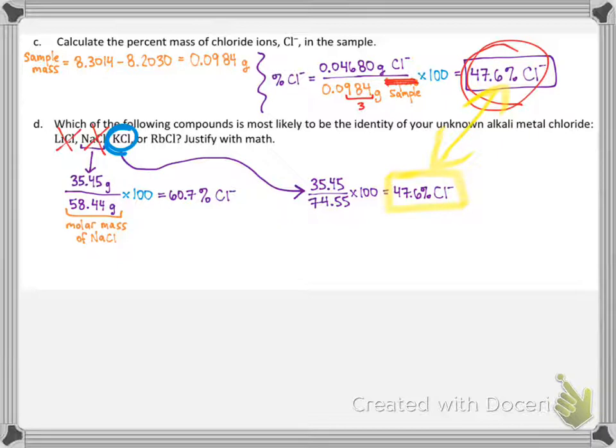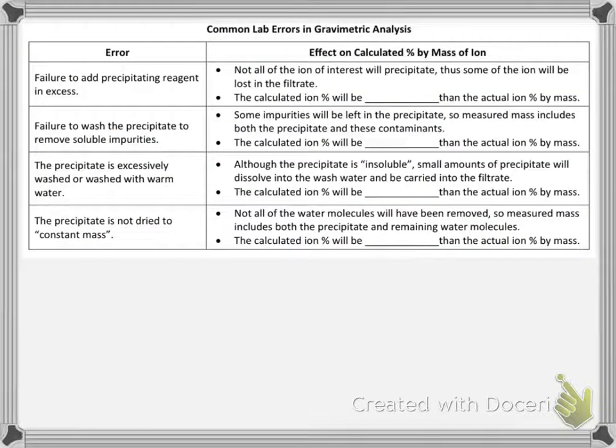Okay, so that's one example of the basic gravimetric analysis math. As you can imagine, there are lots of delicious lab errors that we can discuss in the context of this lab. So let's go ahead and take a look.